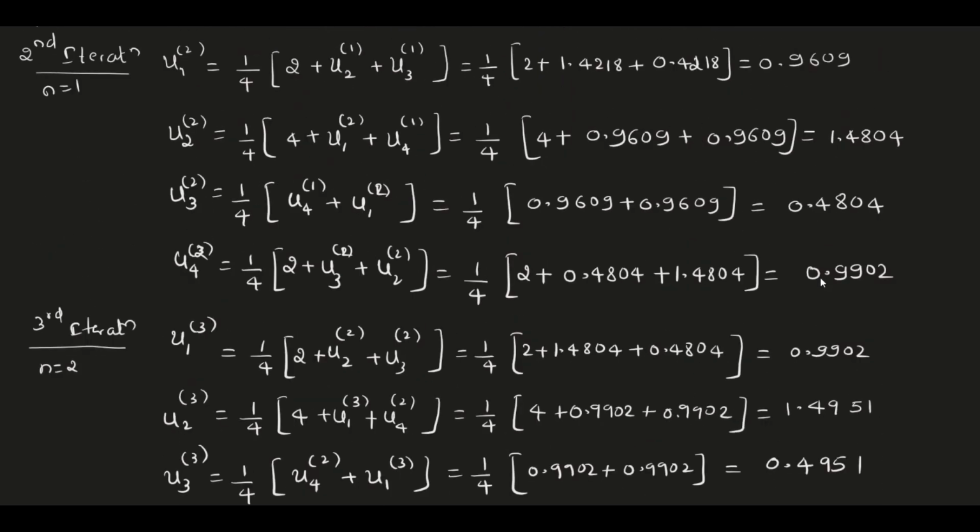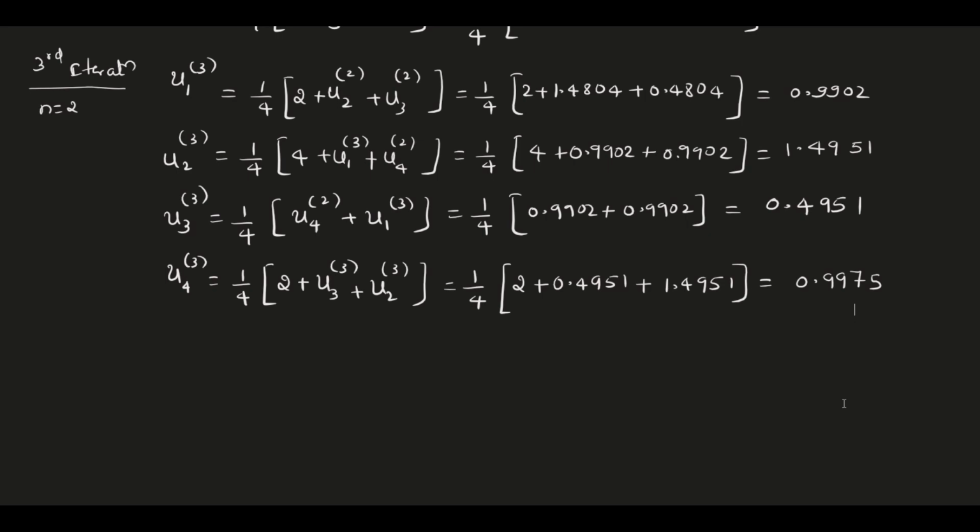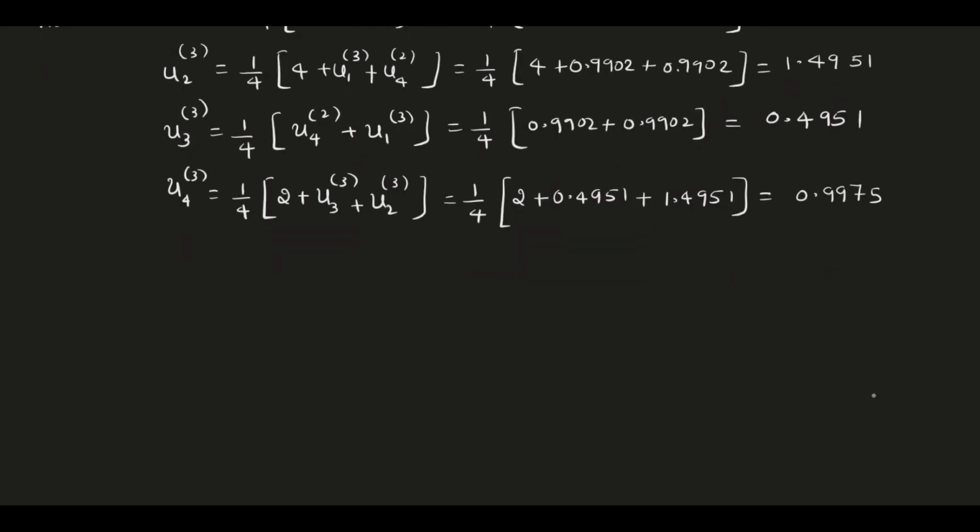Again, when you compare these values, just check. It is 0.9902 for U1, no? Here it is 0.96. So these are equal up to only the first decimal place. This is 1.48, here it is 1.49. Understood? They are not equal up to 2 decimal places. That's why you need to continue to the fourth iteration.